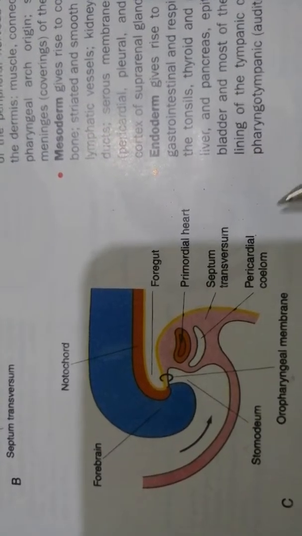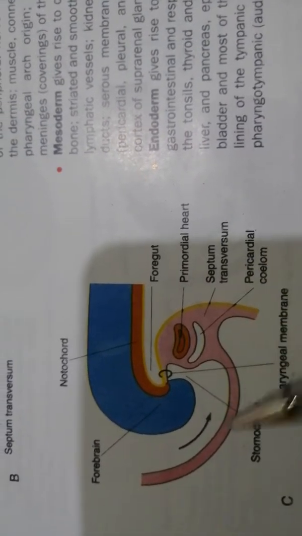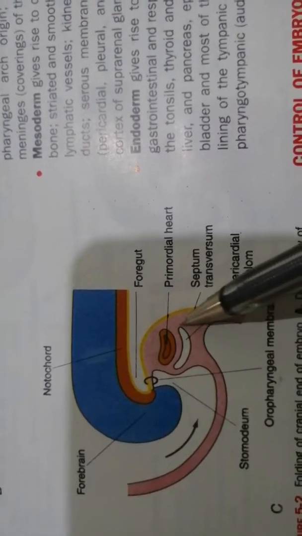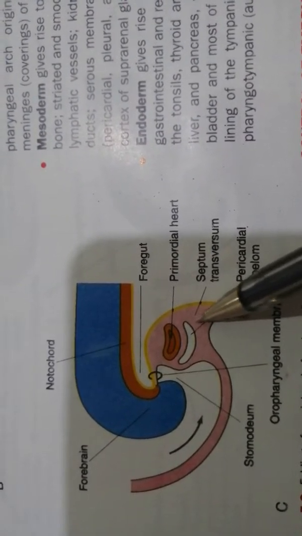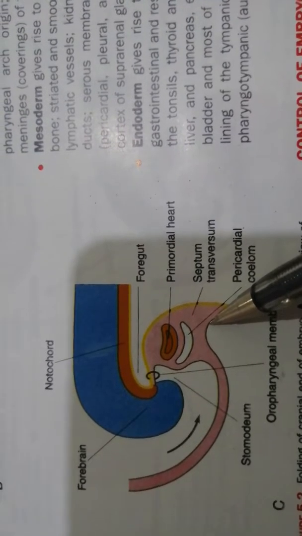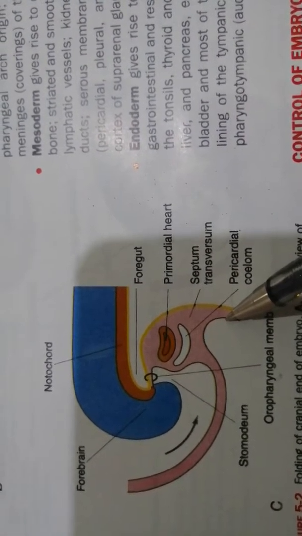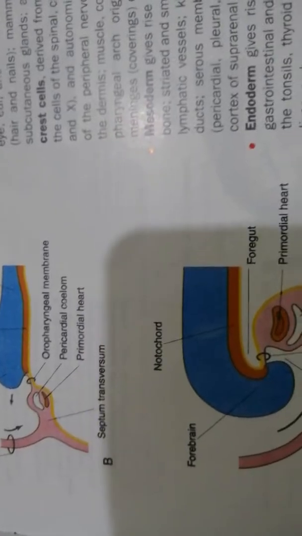Right now, the septum transversum is lying caudal to the heart. This is cranial, this is caudal. We have the septum transversum over here. It will subsequently develop into the central tendon of the diaphragm, which is the partition between the abdominal and the thoracic cavities. Right? Because of the head fold, the arrangement of the pericardial cavity has also been changed.